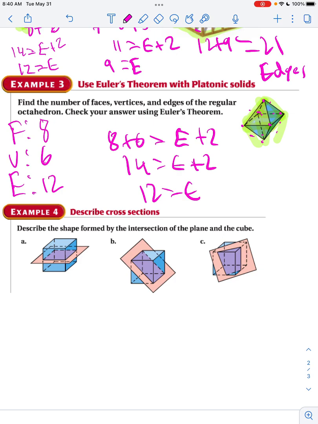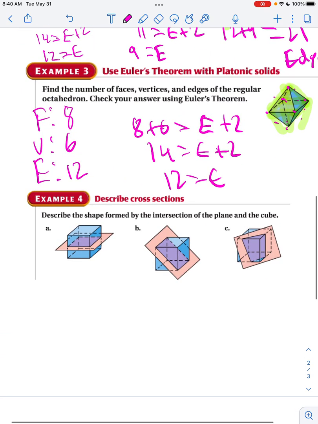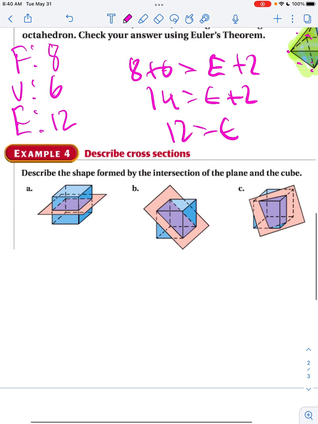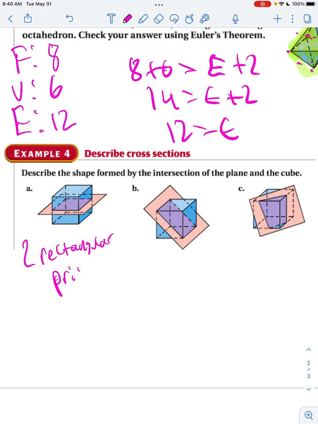Describe the shape formed by the intersection of the plane and the cube. So if this cuts it in half, this gives me a rectangular prism on top and a rectangular prism on the bottom. So I have two rectangular prisms, one on top and one on bottom. Whereas if I look at part B, when I slice it in half like this, I get a base of a rectangle, but this is actually forming a pyramid. So I would say that this is going to give me two rectangular pyramids.